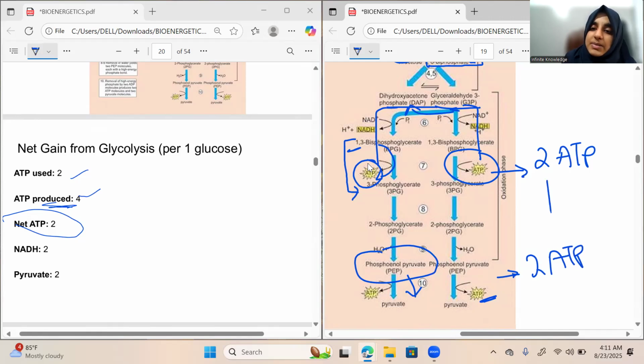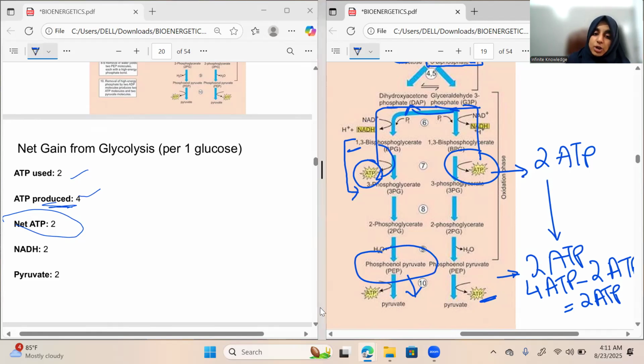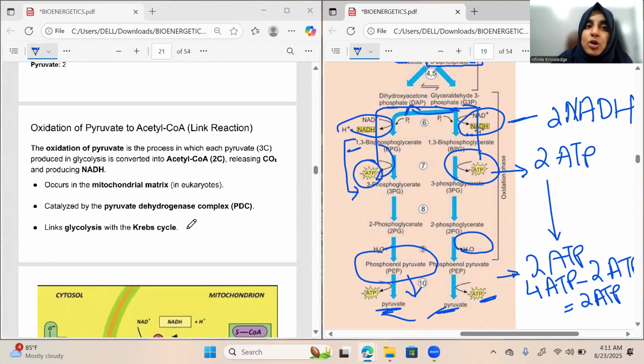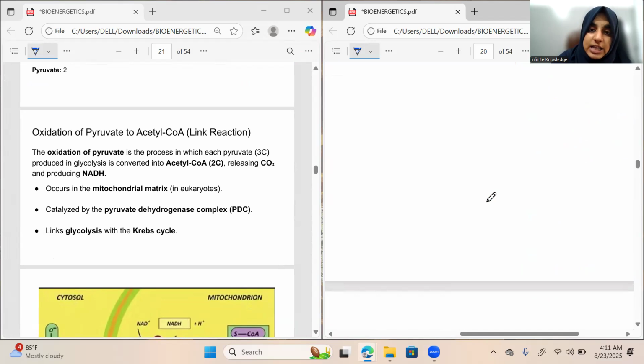So when 2 and 2 ATPs are produced, the total is 4 ATP, and 2 of them are already used in the preparatory phase. So we minus 2 ATP. That produces a net yield of 2 ATP. In addition to this, we have two molecules of pyruvate from glycolysis, two molecules of water, and two molecules of NADH. So this is the net yield of glycolysis. I hope you all understood that. If not, please let me know in the comment section. We're going to do it again together.